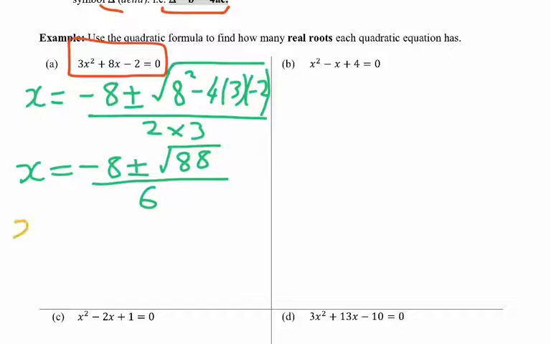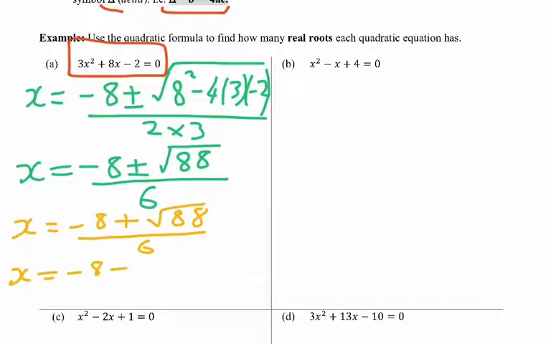Well, the first real root is x equals minus 8 plus the square root of 88, all divided by 6. And the other real root is x equals minus 8 minus the square root of 88, all divided by 6. Okay, so that's one root, and there's the second root. Next question, let's have a look.